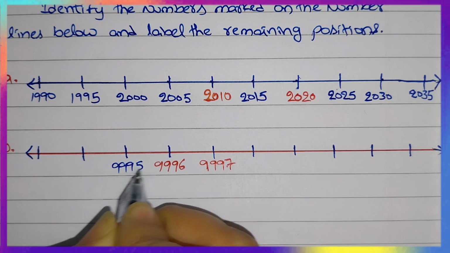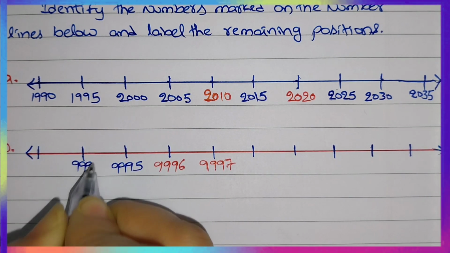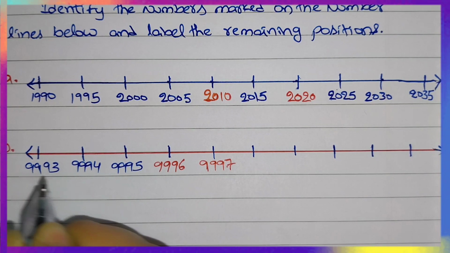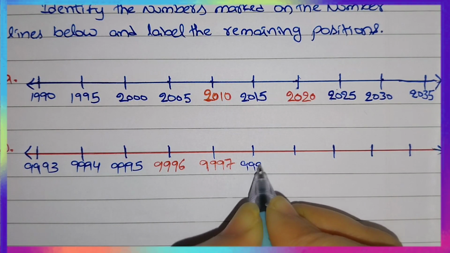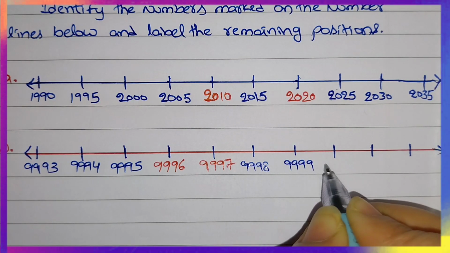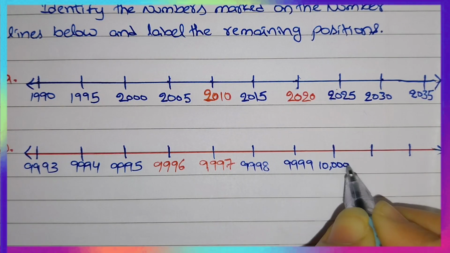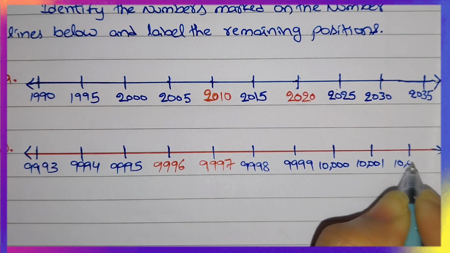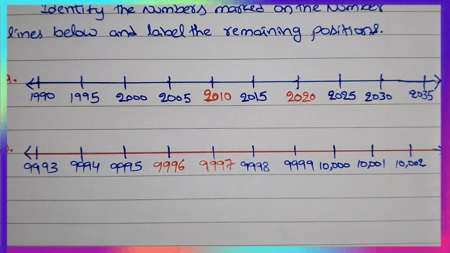Next B, this is the number line. They have given two numbers, 9996 and 9997. The difference between the two numbers is 1. So 9993, 9994, 9995, 9998, 9999, 10,000, 10,001 and 10,002. This is the last number.